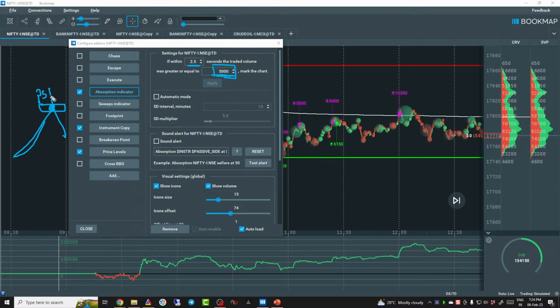You're getting the point? So obviously, if it is a market buy order, there has to be the opposite to that, there has to be a passive sell order. So that indicates the presence of passive sellers. So this is what we call an absorption.